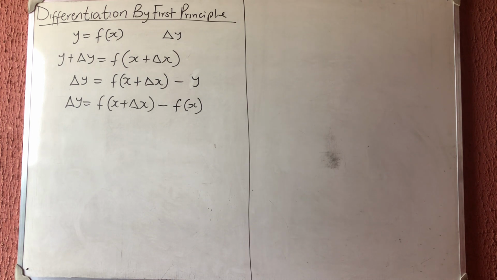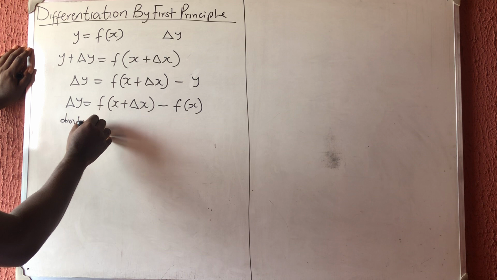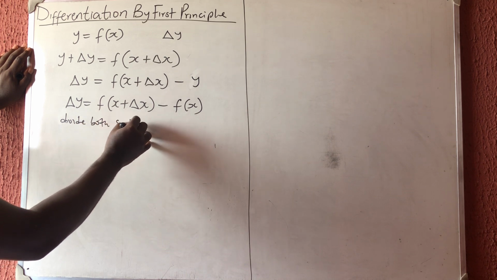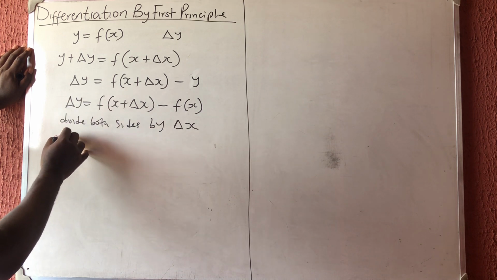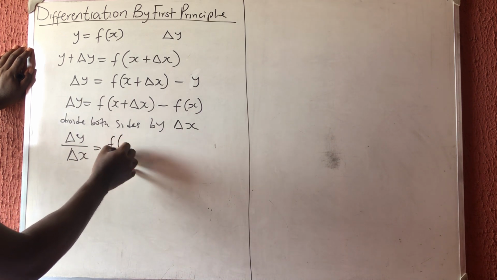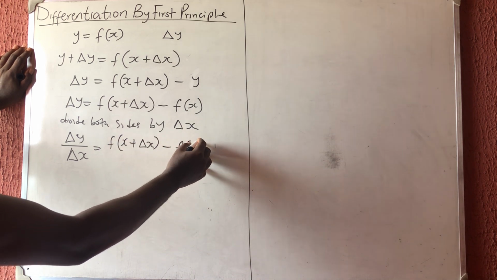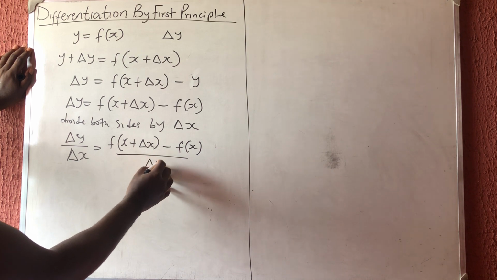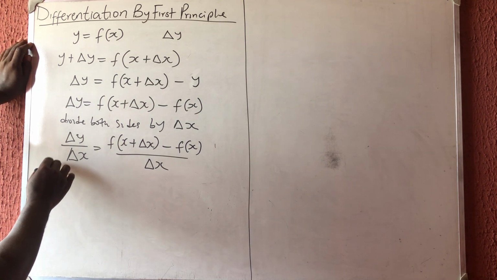Now let us divide both sides by change in x. Sorry. So I now have that change in y over change in x is equal to f of x plus change in x minus f of x all over change in x. Now, another thing you do is to take the limit. To get the differentiation, you take the limit.